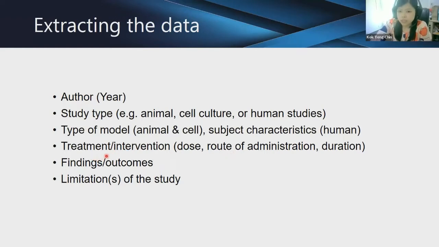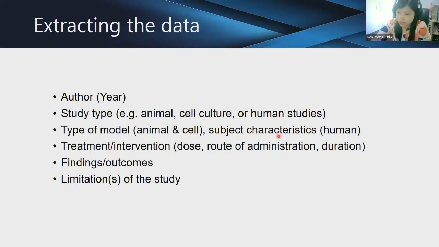The second one can be the type of study. For example, if you are summarizing evidence from animal studies, cell culture studies and also human studies, you can always put in this information. You can extract this information from the literature, the evidence out there. There is also the type of model, for example animal cells or what kind of animal model, such as an osteoporosis model. Or the cells, what kind of cells they are using, blood cells or osteocytes. If you are doing something on cancer, you can list down the animal model used and the cells that you are using.